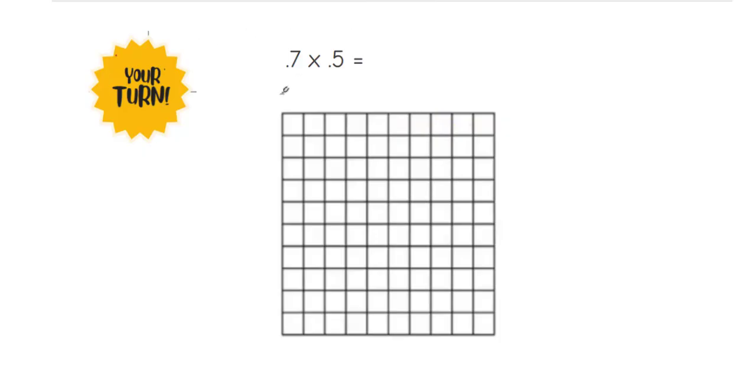7/10 times 5/10. Tenths are 10 small squares, same thing as 70 hundredths, right? Each tenth is one row, 1/10 of a hundredth grid, and we're going to color in 7 of those. When you're multiplying, you're going to color in the first number, either horizontal or vertical, it doesn't matter. And then the second number, you'll just go the opposite direction. So now we're going to color in 5/10. And our answer will be whatever is in the overlapping area.